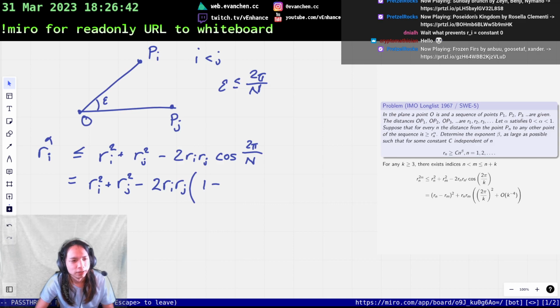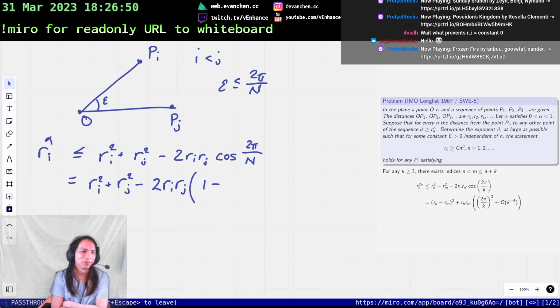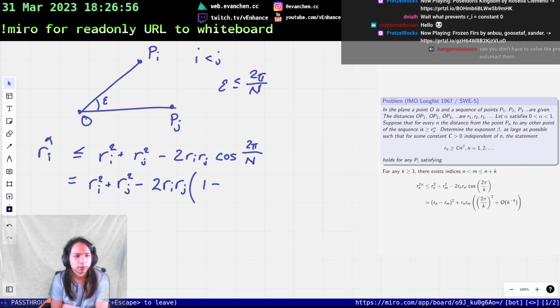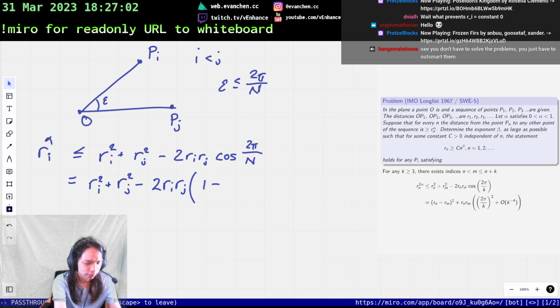The statement holds for any PIs satisfying... Wait, actually, hang on. Something's actually wrong. You're right. Even if I patch it that way, if all the RIs are 0... Can we assume RI is not 0? Does that fix the issue? You don't have to solve the problems. You're here. You just have to outsmart them.